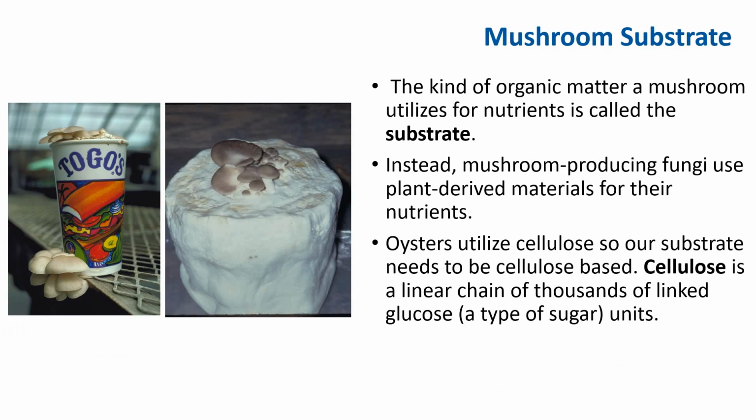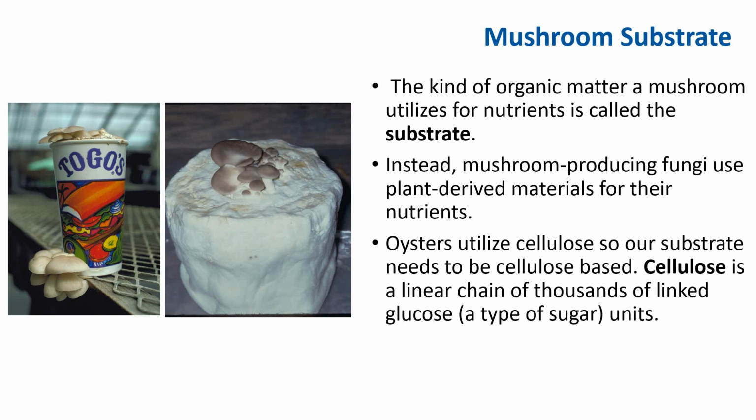So when you want to grow a particular mushroom, you need to first determine what it grows on. So how does that mushroom make a living? The kind of organic matter a mushroom utilizes for nutrients is called a substrate. Fungi are not plants. They do not possess chlorophyll, so they cannot make their own food like plants. Instead, mushroom-producing fungi use plant-derived material for their nutrients.